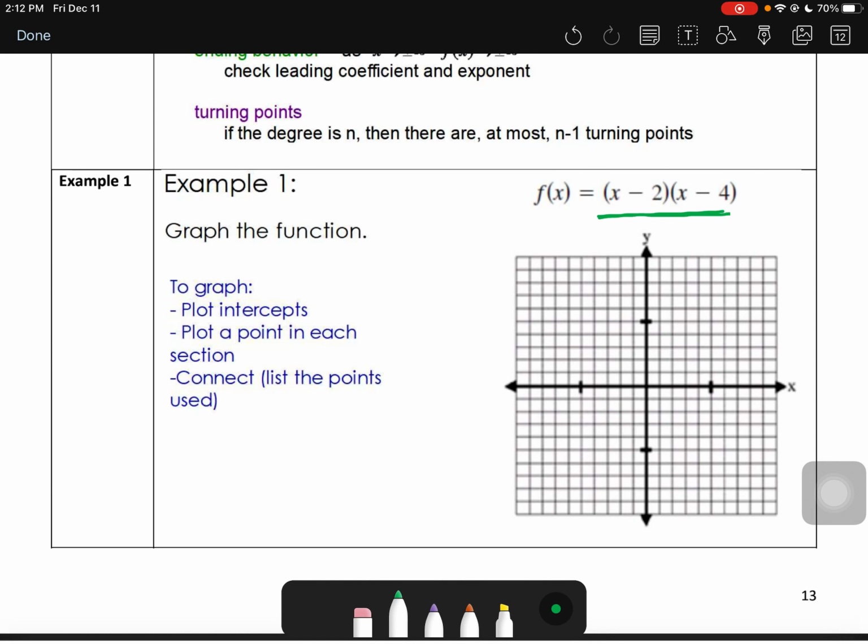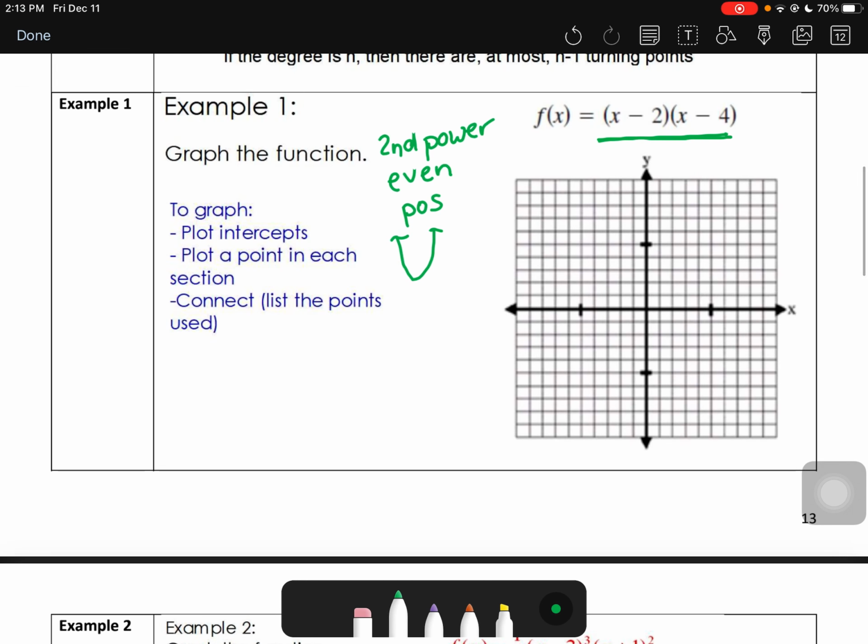For example, on number 1, if we have 2 roots or factors, we know that this would be to the second power. We know that this is even, and since our leading coefficient is positive, we're going to make a sketch to know that this is going to be a parabola opening up.